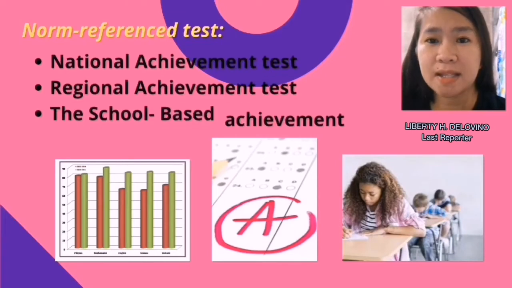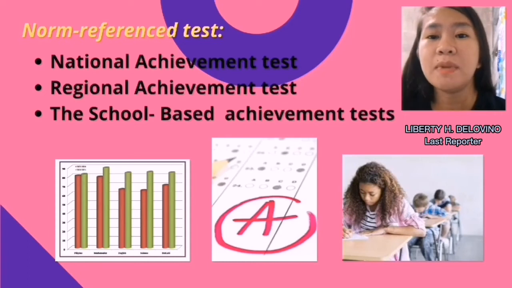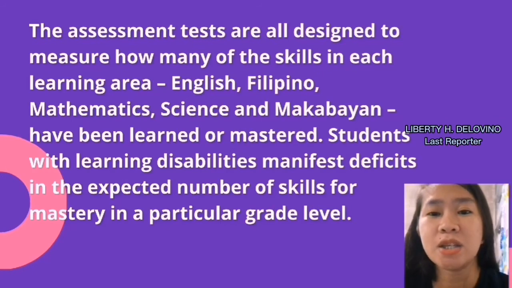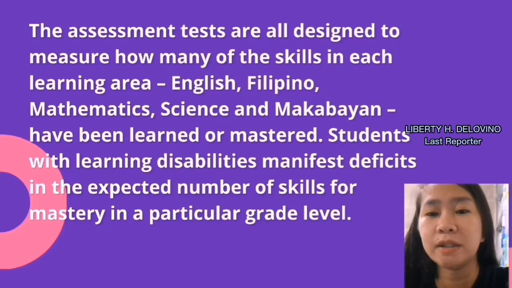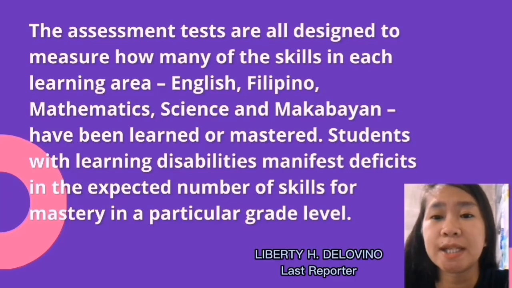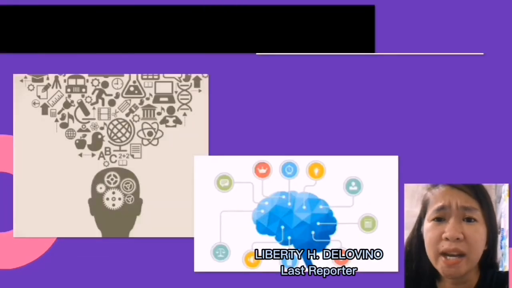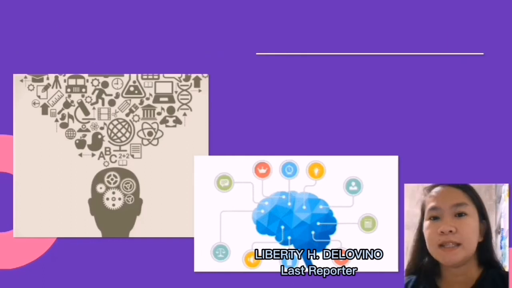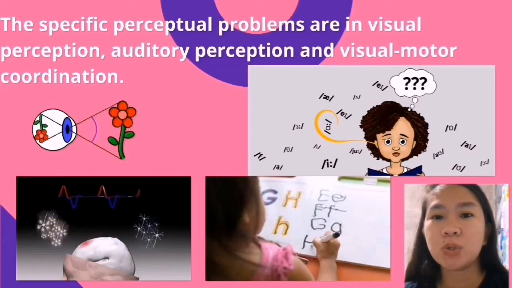The National Achievement Test, the Regional Assessment Test, and the School-Based Achievement Test are examples of norm reference tests. The assessment tests are all designed to measure how many of the skills in each learning area, English, Filipino, mathematics, science, and Makabayan, have been learned or mastered. Students with learning disabilities manifest deficits in the expected number of skills for mastery in a particular grade level. One area of difficulty that students with learning disabilities experience is in processing information. The specific perceptual problems are in visual perception, auditory perception, and visual motor coordination.